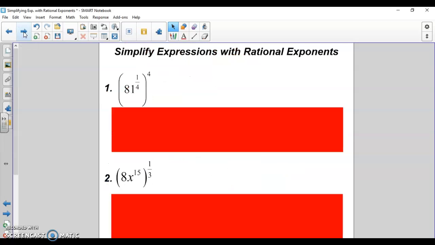Alright, the examples that we're dealing with here. I've got 6 examples for us that'll help us out with our homework this week.